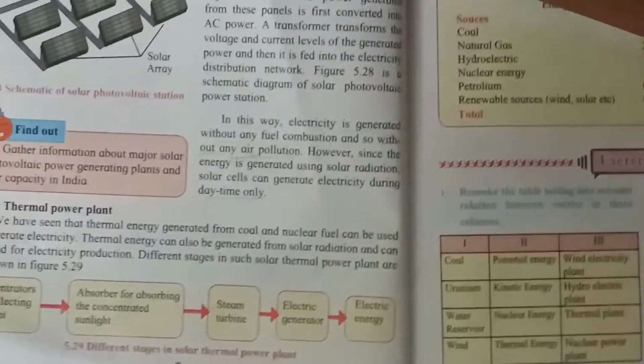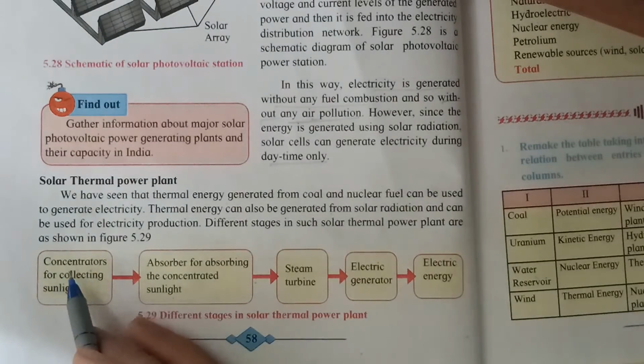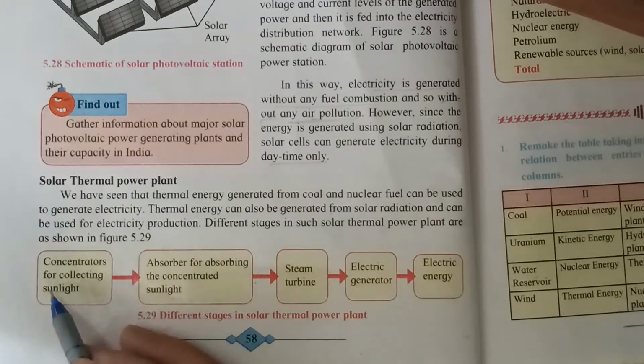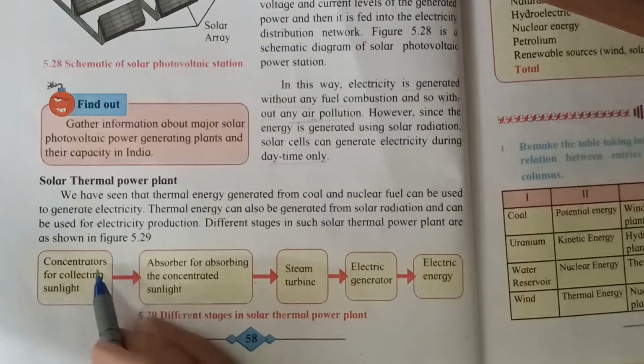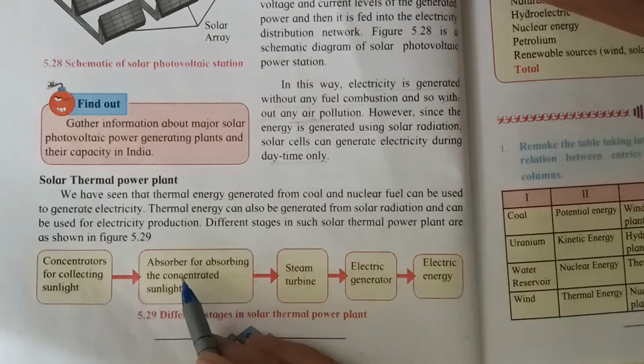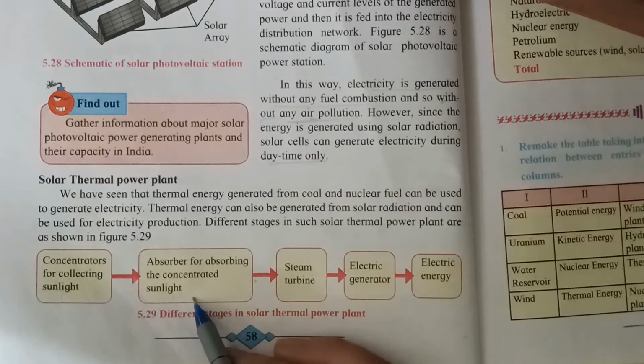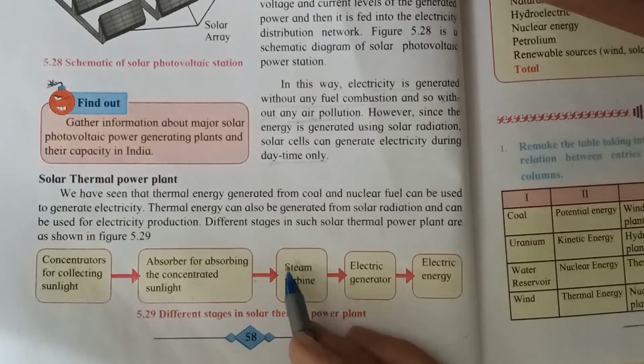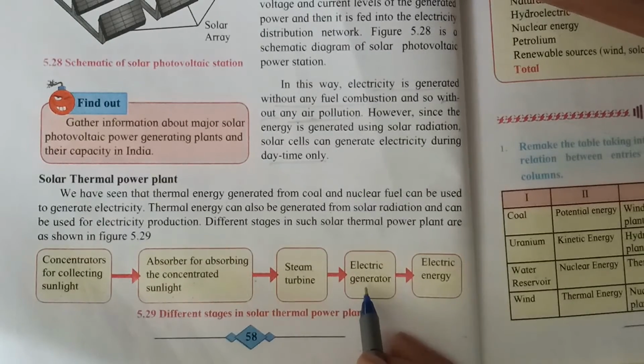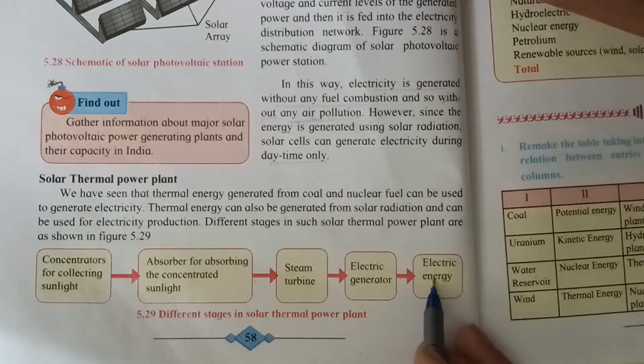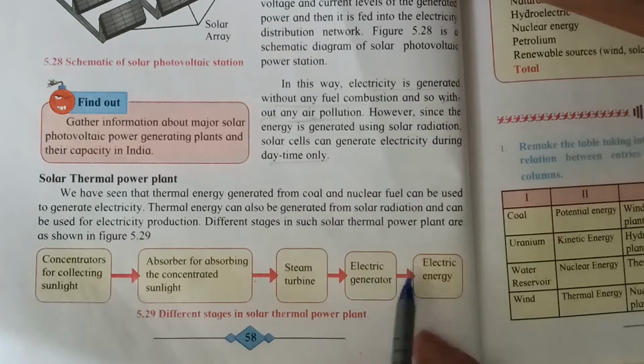Here, see in this diagram, this concentrator is for collecting sunlight. Then the absorber absorbs this concentrated sunlight, and this concentrated sunlight is then used to convert water into steam. Then this steam is used to rotate the turbine, and the turbine rotates the generator, so the generator produces electrical energy. There are different stages found in a thermal power plant.